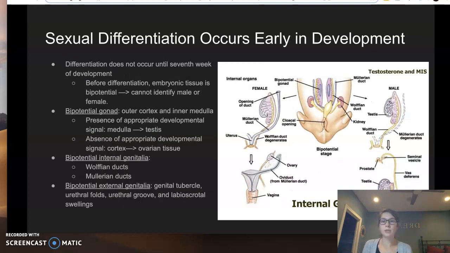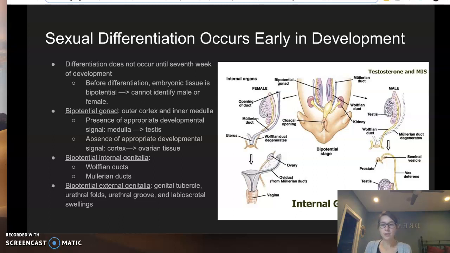So next, the sexual differentiation occurs early in development. Differentiation does not occur until the 7th week of development. Before differentiation, the embryonic tissue is bipotential, which means that you cannot identify as male or female. So the bipotential gonad has an outer cortex and an inner medulla. So in the presence of the appropriate developmental signal, the medulla will develop into the testes. And in the absence of the appropriate developmental signal, the cortex will develop into the ovarian tissue.